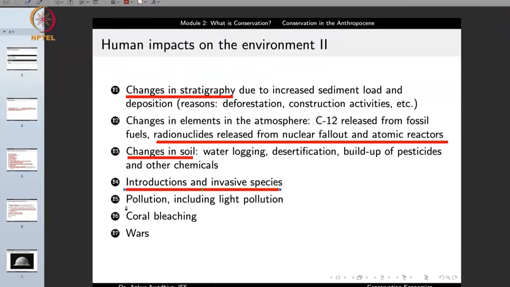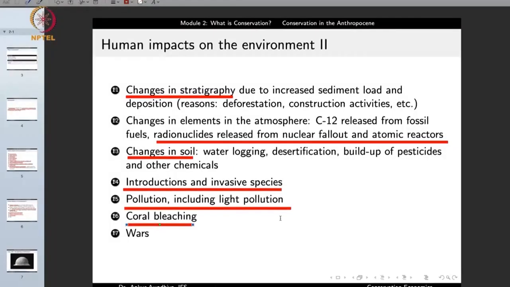Then we have pollution, including light pollution, that we are seeing because of humans. We are observing coral bleaching. Now, coral bleaching means that because of changes in the water of the oceans, especially because of acidification and pollution, a number of corals die off. And when they die off, the color of the coral changes. It becomes white in color, so it becomes bleached. So bleaching is an indication of the death of corals.